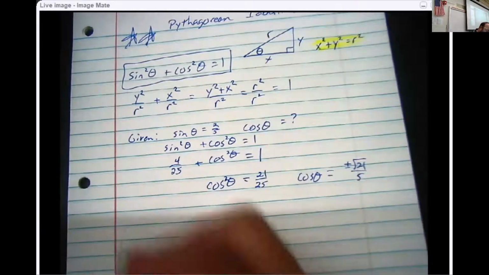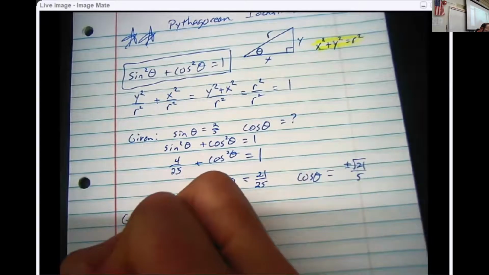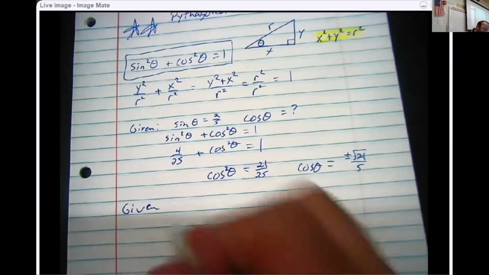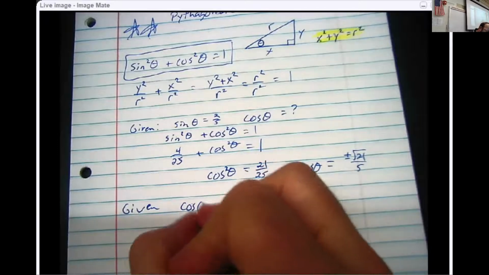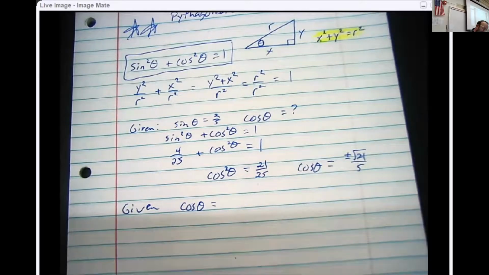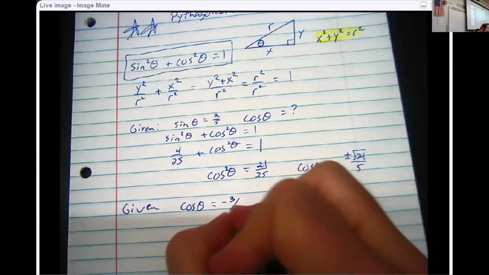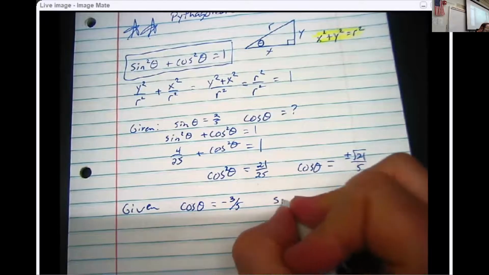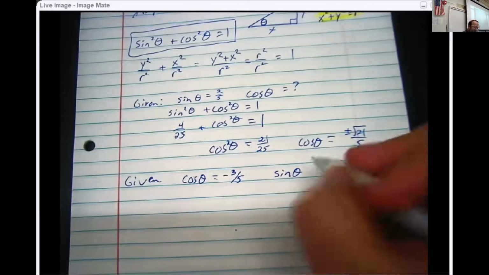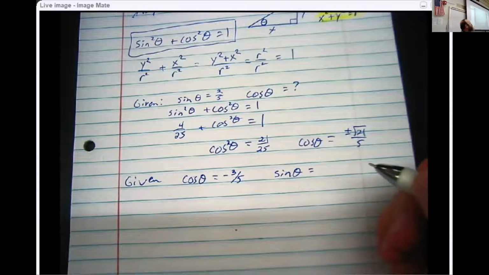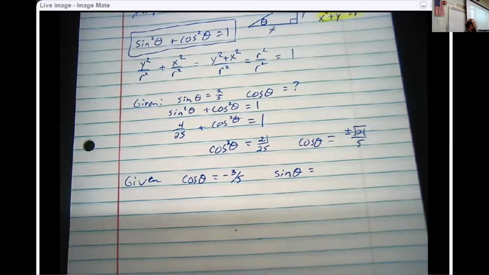Okay, so you guys try this one right here. I'm going to make yours really nice and easy. I'm going to say, given that the cosine of theta, I'm going to be nice to you, is negative 3/5. I want to know what is the sine of theta, but I want to see if you will do that without drawing a triangle. Just use the Pythagorean identity.